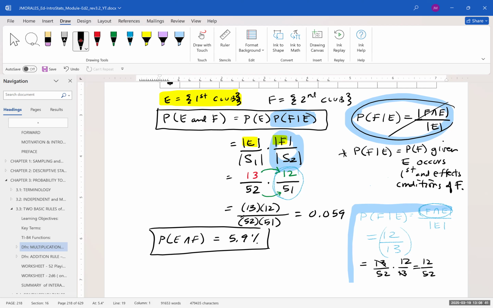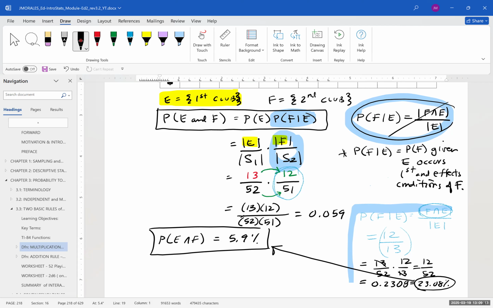And let me bust out the calculator really quick. So if I do 12 divided by 52, I get 0.2308. That's rounding. So I get 23.08%. And so this answer is much different than that one.